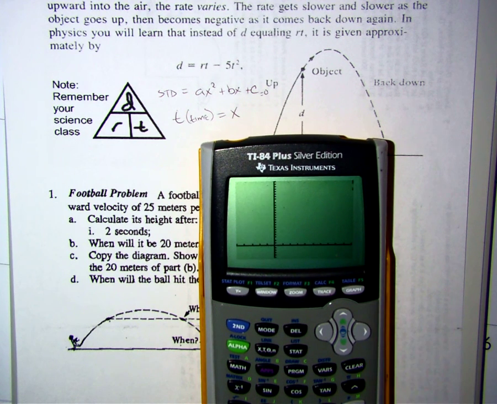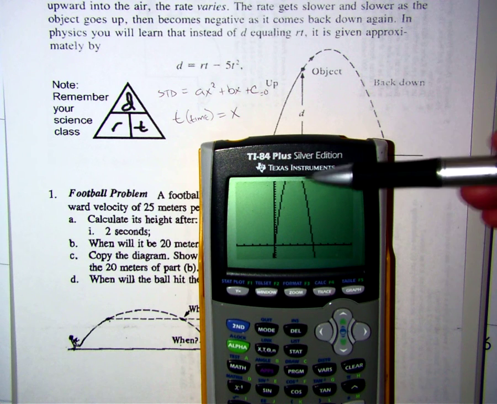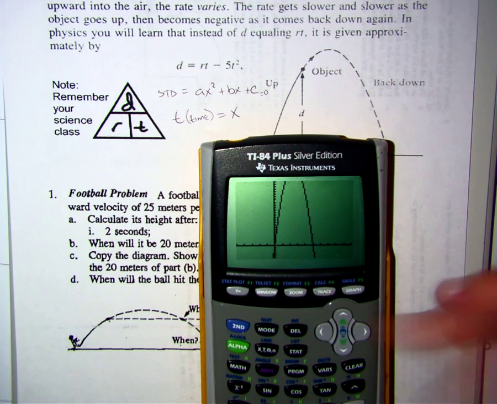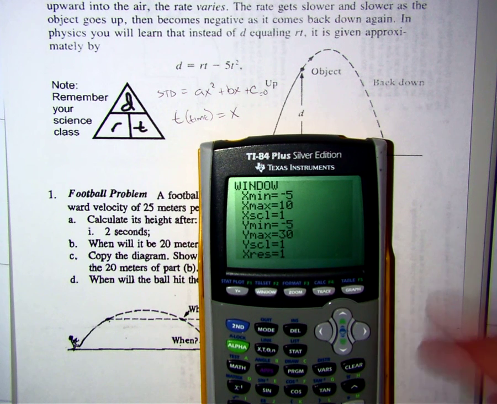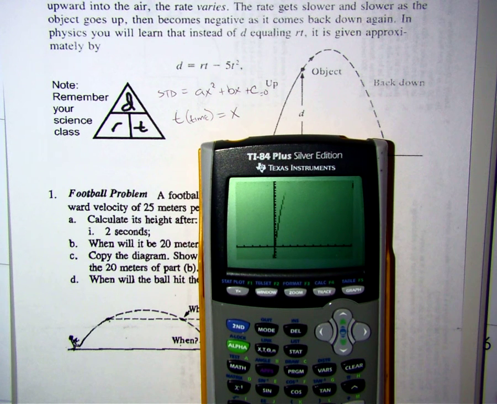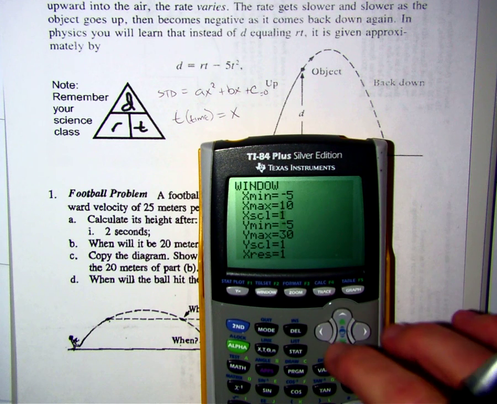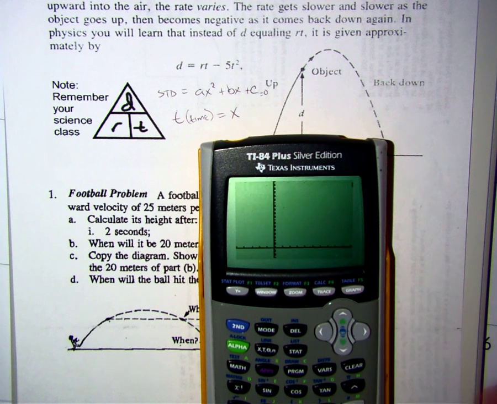See what happens? Process of elimination. Whoa! Almost there. So let's go a little bit higher. 30. Almost. 35. Okay. We finally got there. Let me show you a shortcut.